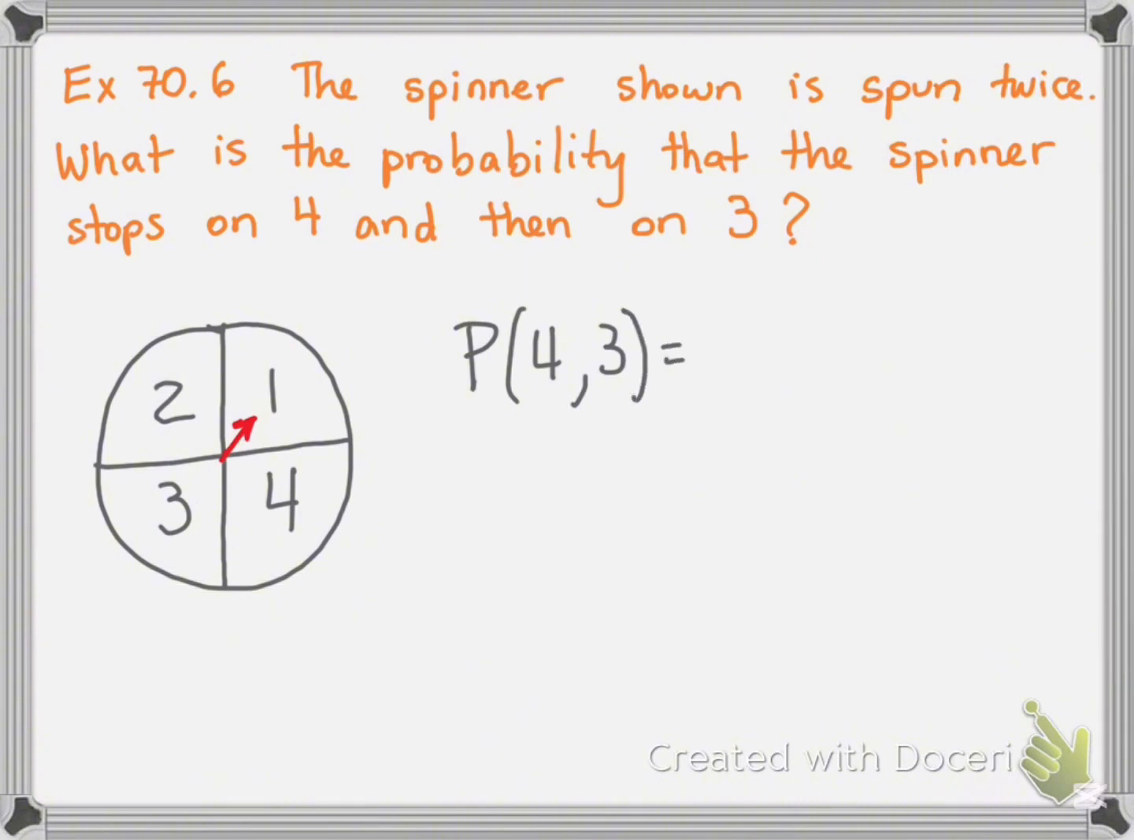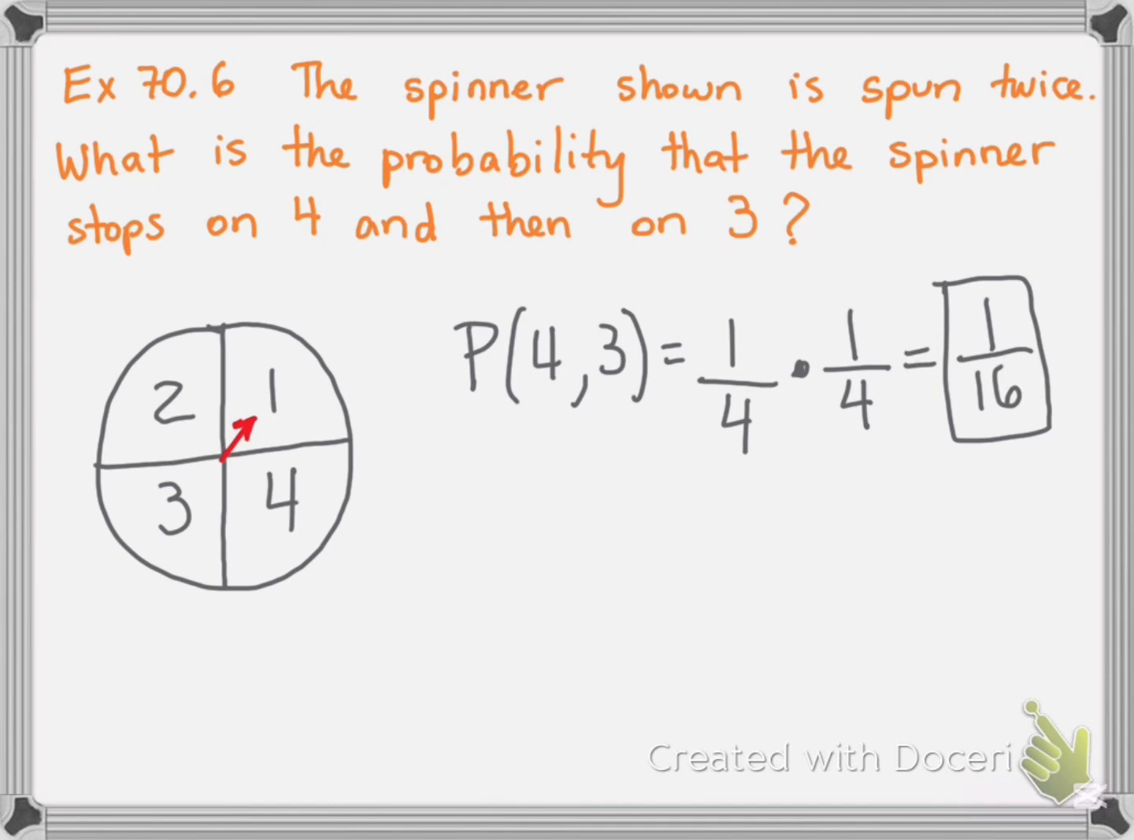Again, we're going to multiply the probabilities of each of the events. So the probability of falling on 4 is 1 over 4 because there's only one 4 and there's a total of 4 different numbers. And the probability of falling on 3 is also 1/4 because of the same reason. So I multiply, and 4 times 4 is 16. So the probability is 1 over 16. And that's it. That's the lesson.